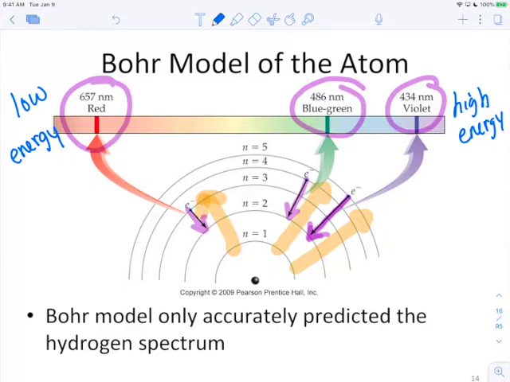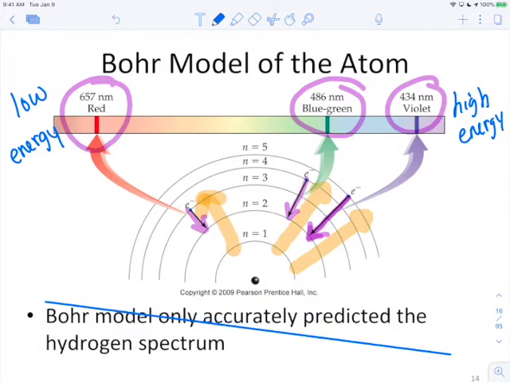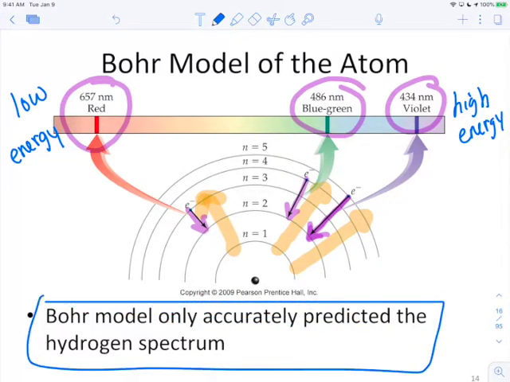All right, so there's a little disclaimer here about Bohr. He was amazing, but he only accurately predicted the hydrogen spectrum. There are many more models from people who came after Bohr for other atoms. Bohr did a great job with hydrogen, but his model didn't work quite so well with some of the other atoms. That's okay, it gave us a really good foundation to study what's going on inside of the atom. But any questions so far about what's going on?